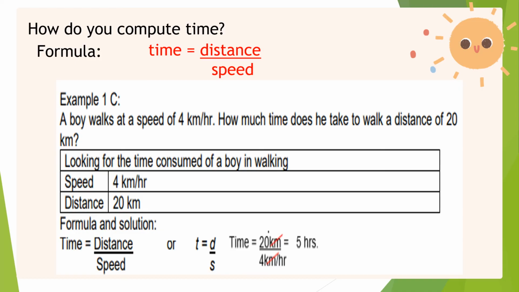Distance is 20 kilometers. Then use the formula and substitute the given values into the formula, which is time equals 20 kilometers divided by 4 kilometers per hour. Then perform the calculation. So 20 divided by 4 is equal to 5. Therefore, the boy will take 5 hours to walk a distance of 20 kilometers. So the simple formula helps us determine how long it takes to cover a specific distance when the speed is constant.